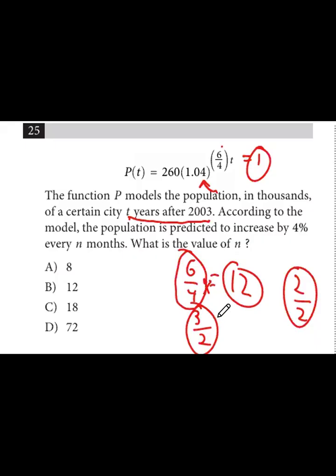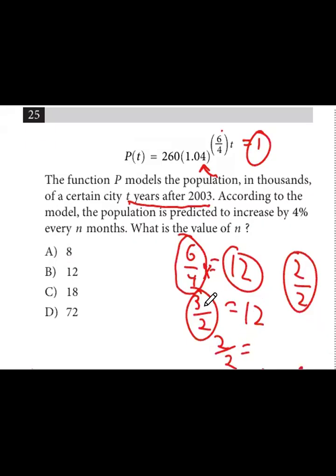And 3 over 2 is 12, and we need to make this into 2 over 2. So 2 over 2 is equal to what? Well, if 3 over 2 is 12, then we know that 2 over 2 would be equal to 8. So the correct answer would be 8 months. We scale it down.